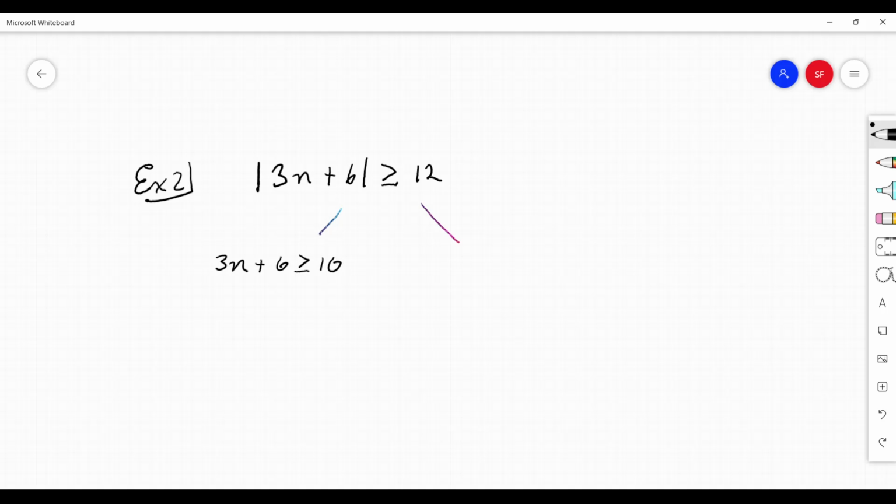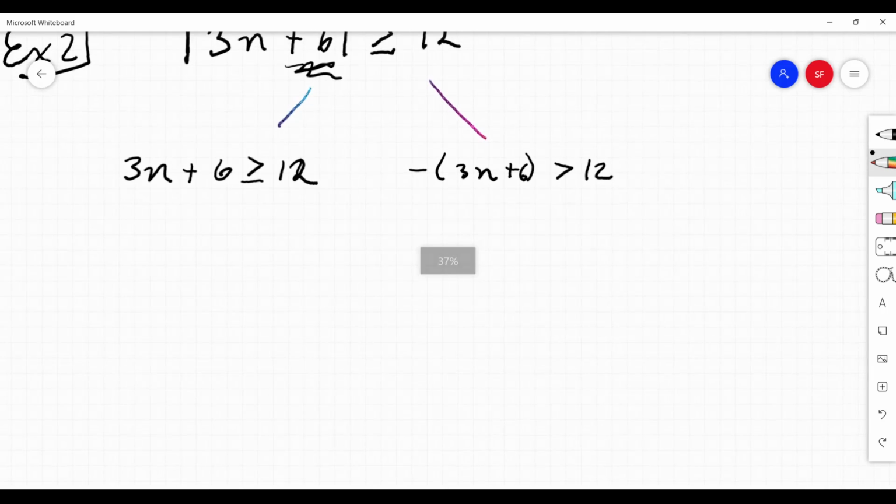What is the second one going to be? Negative 3n minus 6? Wait, it's plus 6. Plus 6, because when you distribute it or divide it, that's because it's plus 6 right there. Does that make sense?